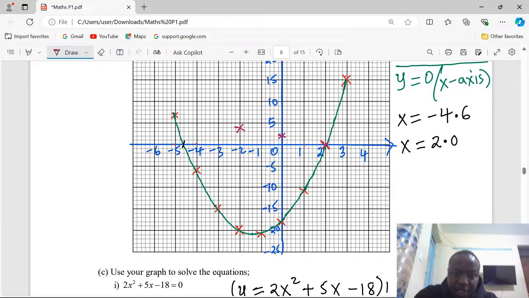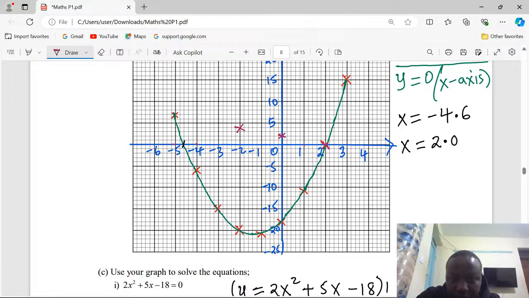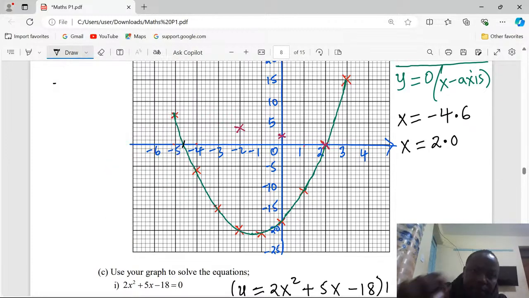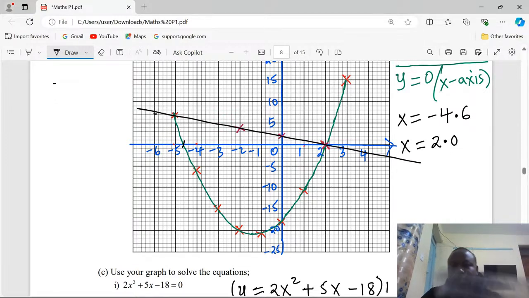So now we plot our graph. We draw our straight line so that it passes through the plotted coordinates. So the line is going to be here. That is the straight line that we intended to come up with.